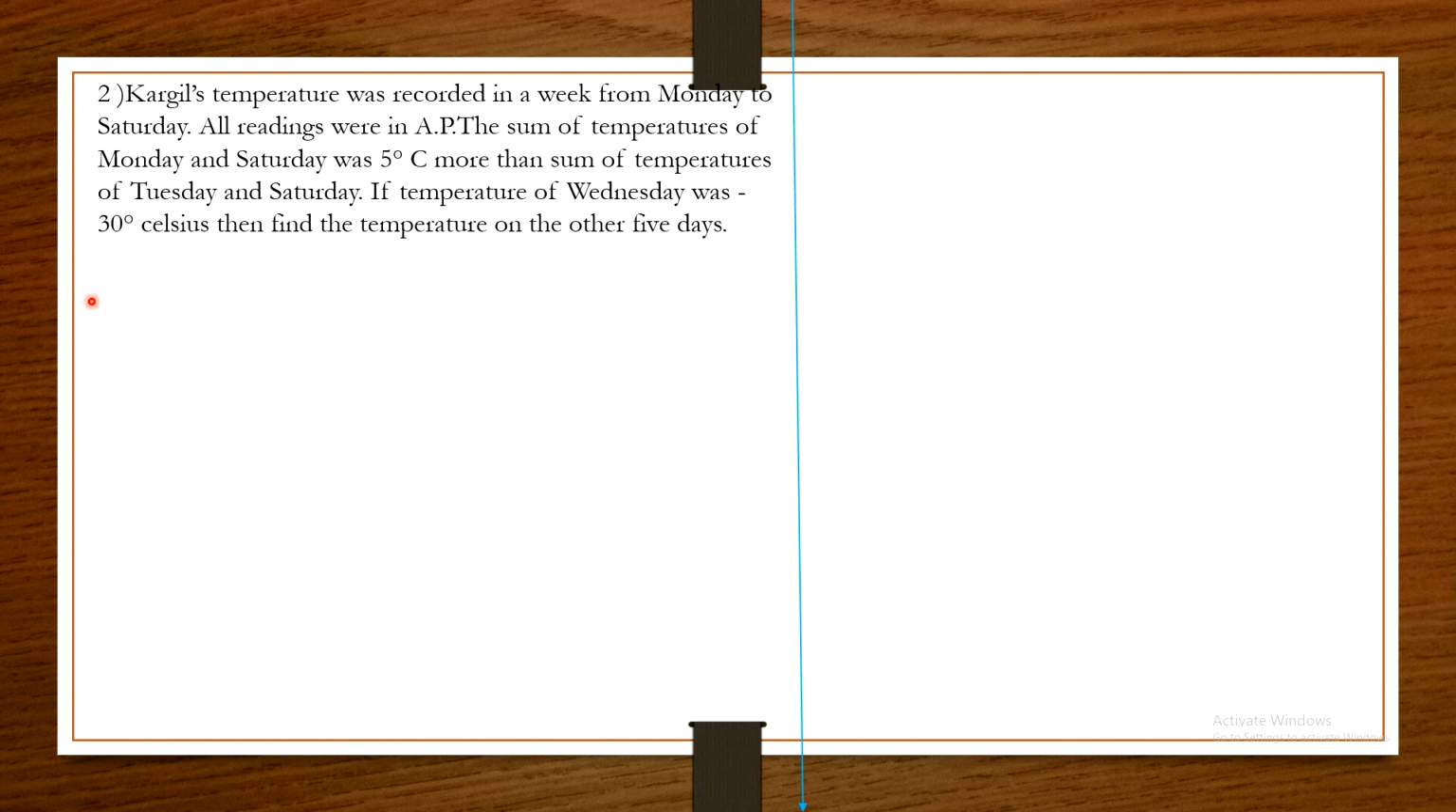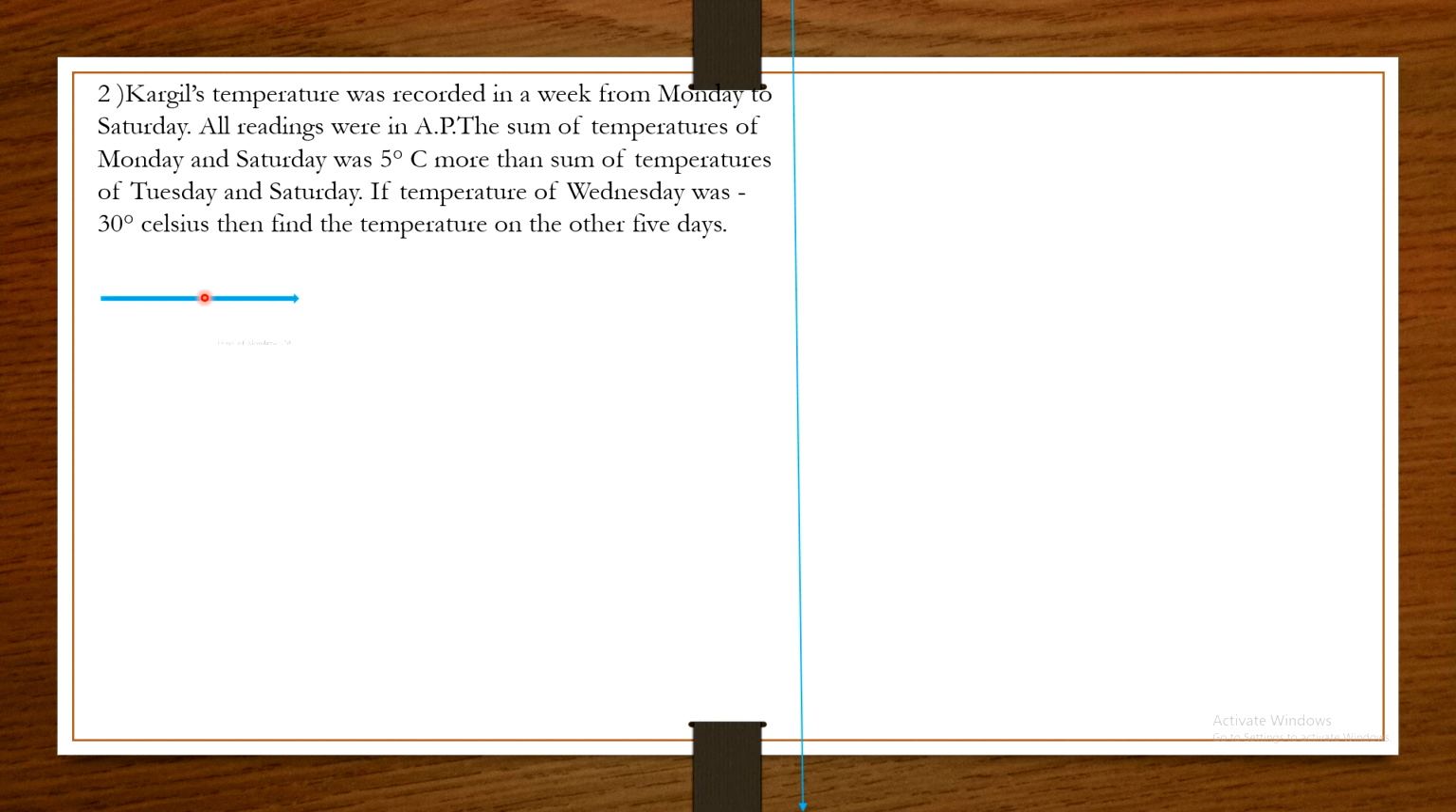Now take another example. This is different. Kargil's temperature was recorded in a week from Monday to Saturday. All recordings are in AP, and the sum of temperatures of Monday and Saturday is 5 degrees more than the sum of temperatures on Tuesday and Saturday. If the temperature of Wednesday was -30 Celsius, then find the temperature of the other 5 days.